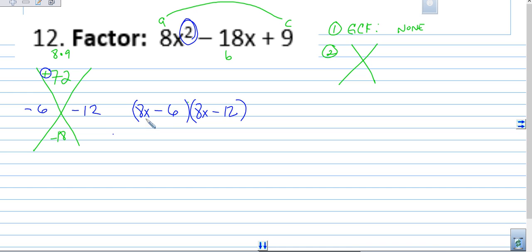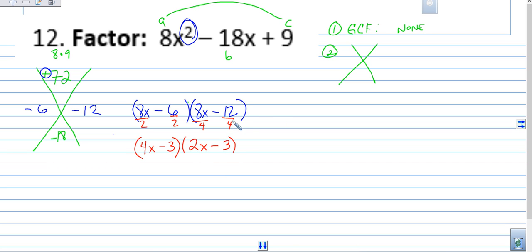What goes into 6 and 8? Well, that is a 2. Okay? So 8 divided by 2 is 4. Bring down the x. Negative 6 divided by 2 is negative 3. Okay? What goes into 8 and 12? Well, that's a 4. And that should give you a 2 and an x. And 12 divided by 4 is 3, and that's negative also. And these are our two factors.